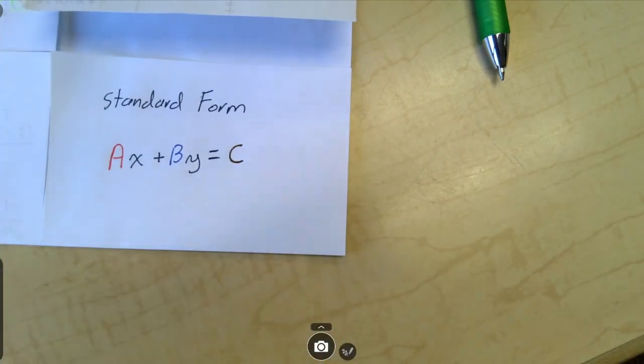Standard form is kind of the Barbie doll equation. It doesn't exactly give you much to work with. There are some things we can derive. It's meant to look nice, and that's about it.